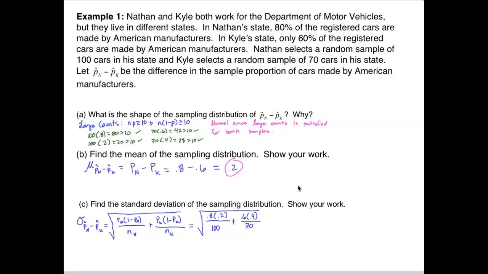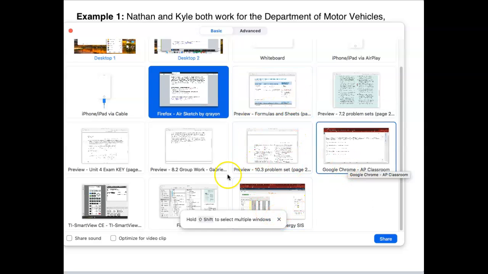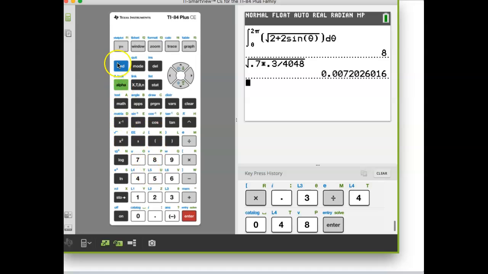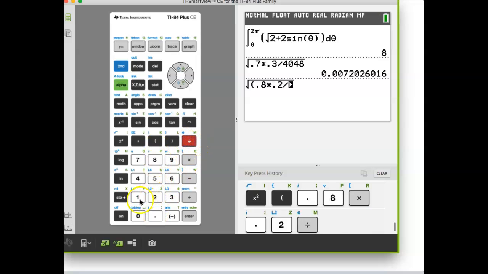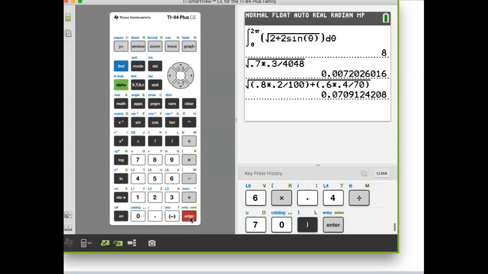All right, and that just needs to go into our calculator. All right, got to be a little bit careful with this. I'm going to put Nathan's part and Kyle's part in separate sets of parentheses under the square root. So I'm going to have 0.8 times 0.2 divided by 100, close parentheses, plus open parentheses, 0.6 times 0.4 divided by 70. There we go. All right, so 0.071.